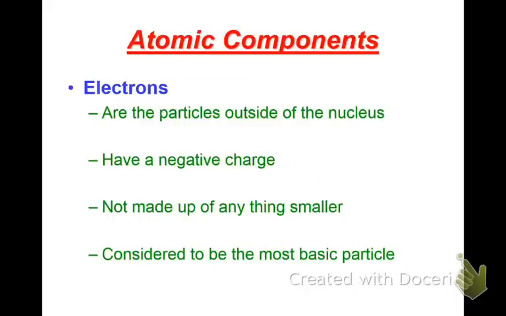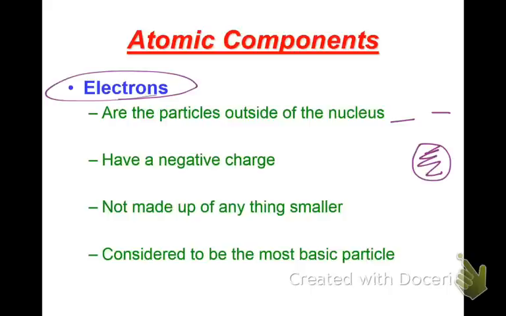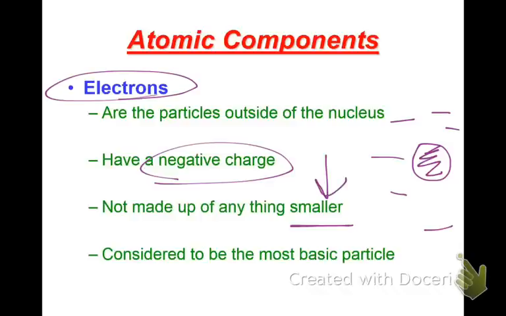Then you have electrons. So we have the nucleus, and then, of course, outside the nucleus you have all these little electrons. They are negatively charged. There's nothing smaller than the electron, in the sense of when we talk about protons, neutrons, and electrons. Of protons, neutrons, and electrons, the smallest is an electron. It's considered the most basic particle.